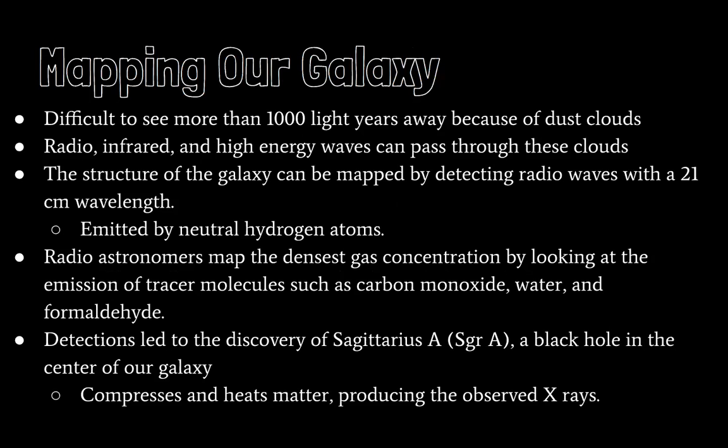Radio astronomers map the densest gas concentration by looking at the emission of tracer molecules, such as carbon monoxide, water, and formaldehyde. Detections led to the discovery of Sagittarius A, or Sag-A star, which is a black hole in the center of our galaxy that compresses and heats matter, producing the observed X-rays.